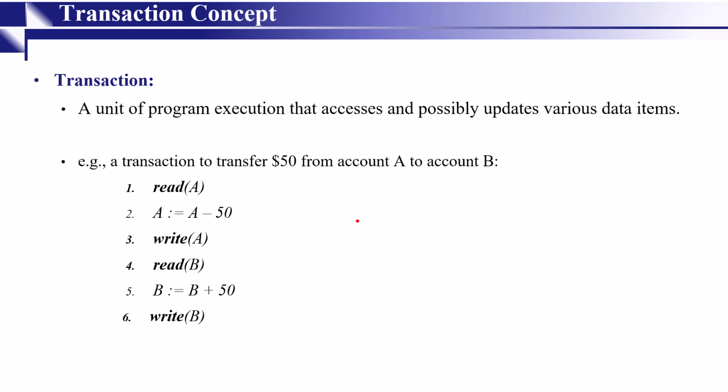Let's define a transaction, a critical concept in databases. A transaction is a single unit of work that accesses and updates data, ensuring all steps complete or none do. Take transferring $50 from account A to account B. First, read A, subtract $50 from A, write the new balance, read B, add $50, write B. If any step fails, say for example a power outage, the system rolls back to prevent inconsistency. This atomicity is what keeps databases reliable.